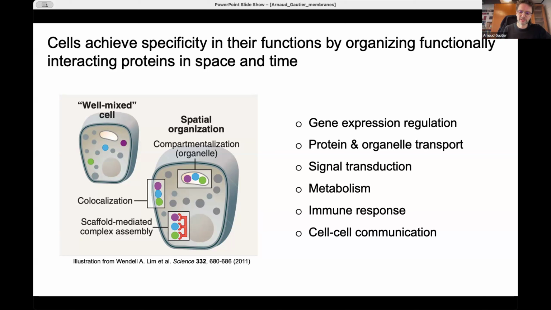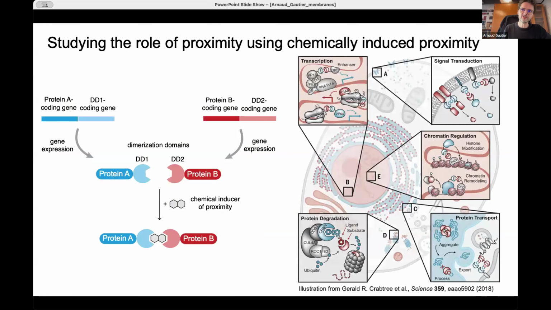And so it is really in this context that we started to think of developing tools that allow to control the organization of functionally interacting proteins in space and time. And so now I'm more in the field of chemical biology, and chemical biology has provided in the last decades different tools to try to study the role of spatial organization and protein proximity in different biological processes using a very interesting concept, which is called chemically induced proximity.